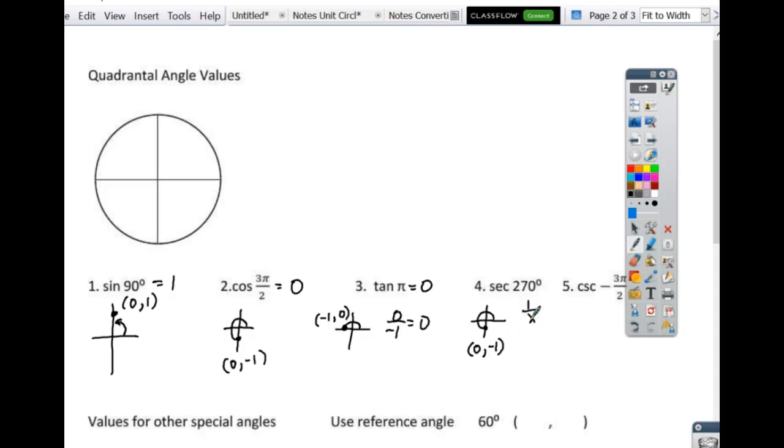So it's the inverse of the cosine of 270, right? So this is 1 over 0. Can I do that? Can you have a 0 in the denominator, friends? No, this is undefined.